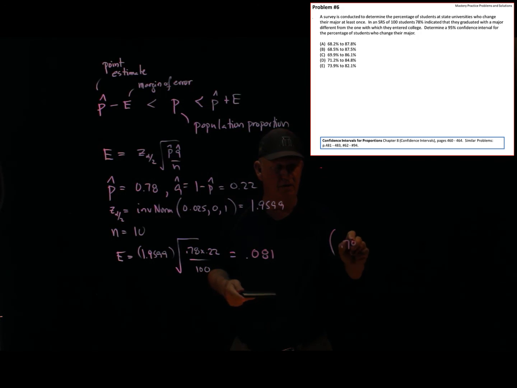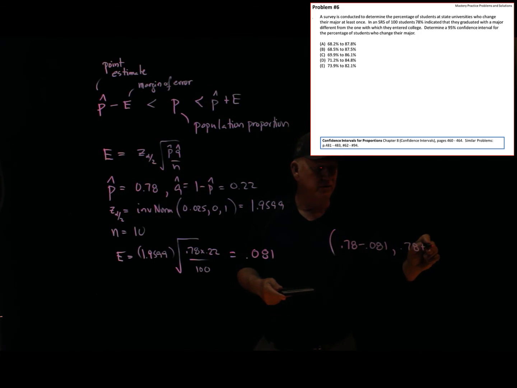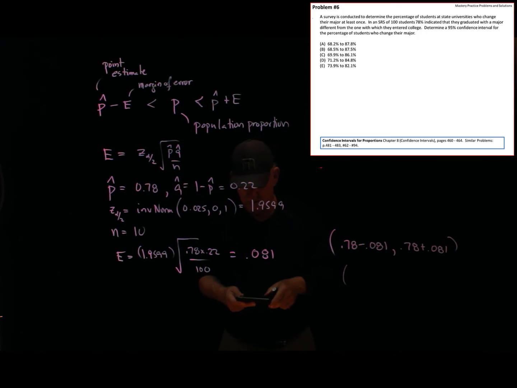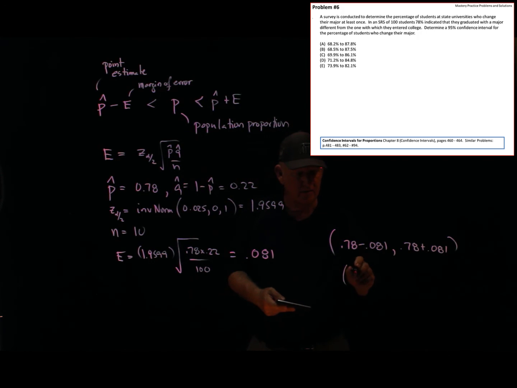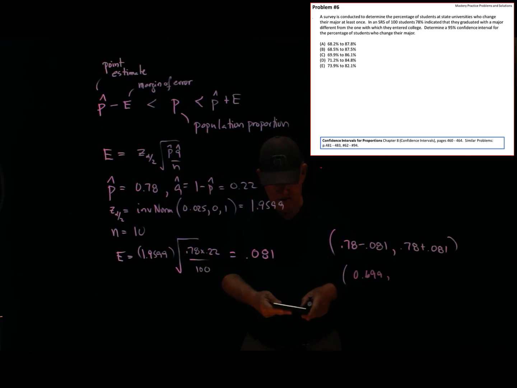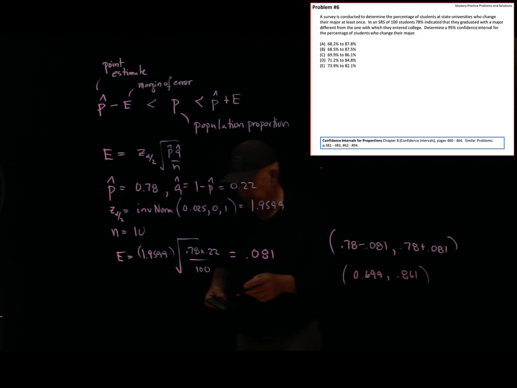Okay? So that means the confidence interval that I'm looking for is 0.78 minus 0.081, and 0.78 plus 0.081. And if I calculate those real quickly, 0.699 and 0.861. Let's say you can find that in the answers above.